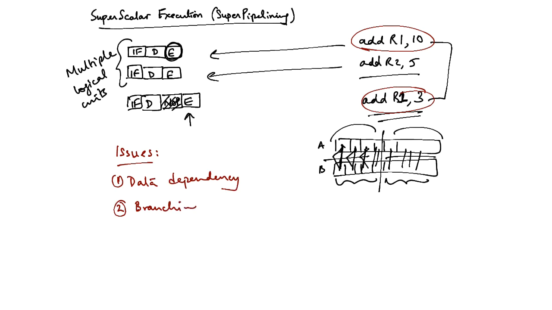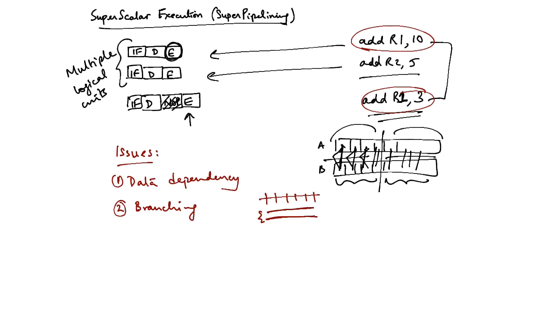The second issue is branching. So what are we doing with these pipelines? We are filling up these pipelines. Let's say that these are the cycles, and this is how the instructions are getting executed. So let's say that we've issued 2 instructions together.